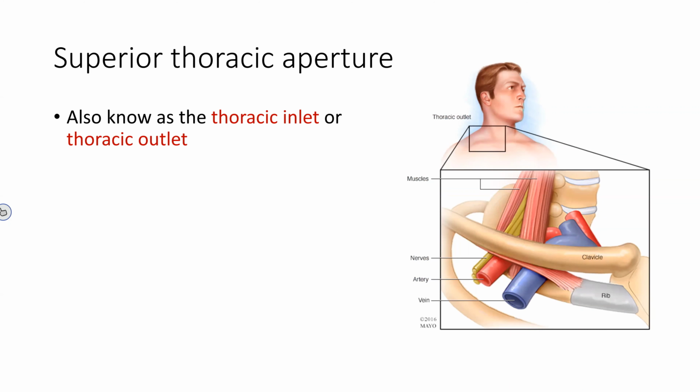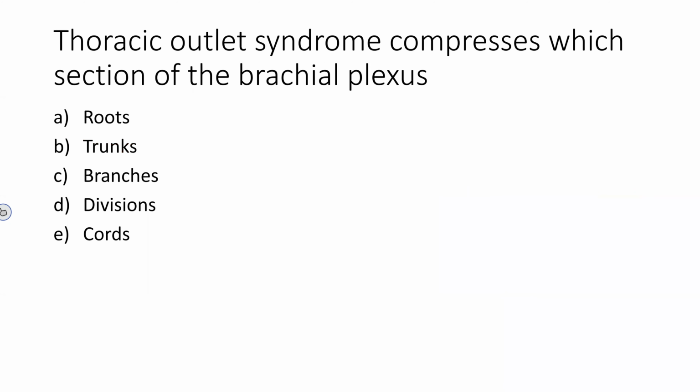Superior thoracic aperture is also known as the thoracic inlet or the thoracic outlet, depending on if you look at things going into it or out of it. And a question about that, the thoracic outlet syndrome compresses which section of the brachial plexus?